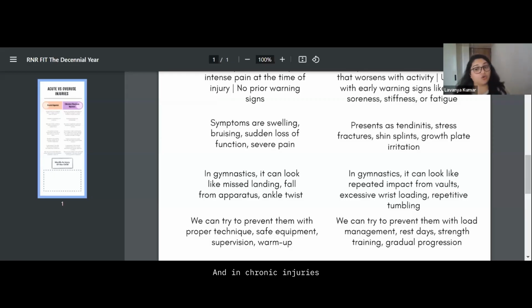And chronic injuries lead more to a dull aching pain, like we said, and this can be in the tendon regions, the regions where the tendons connect to the bones. If there's any irritation to the tendons there, we usually call it tendonitis. There can be stress fractures.